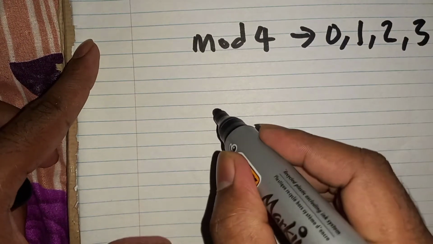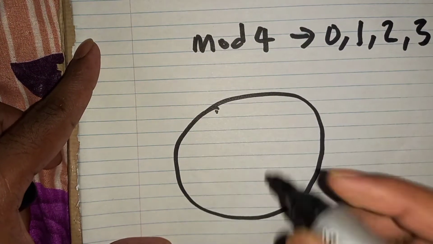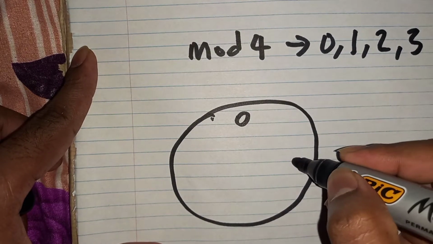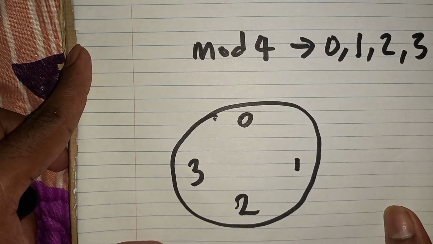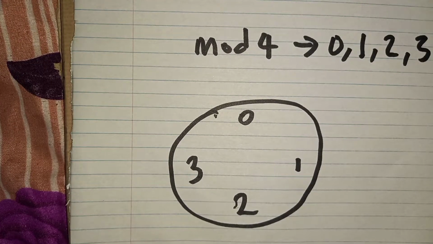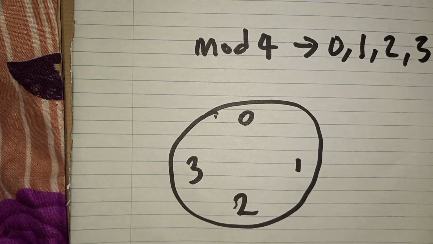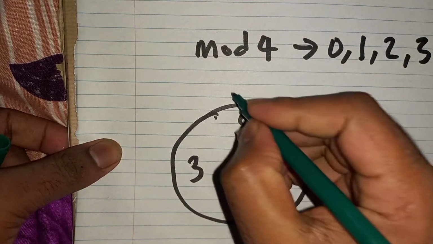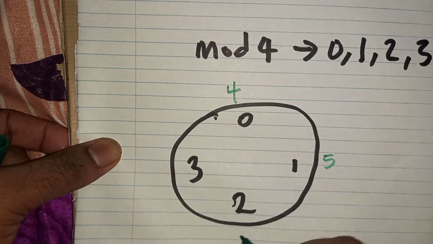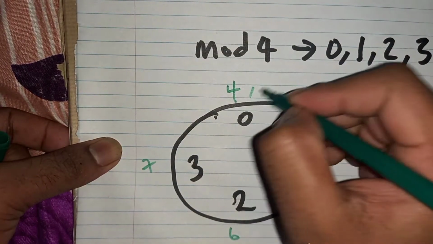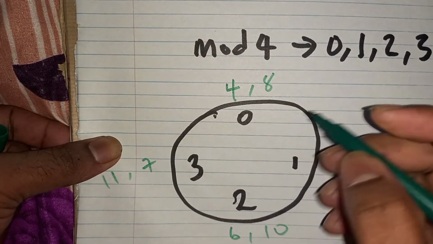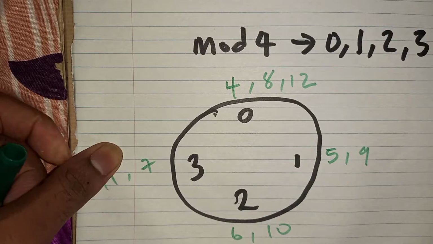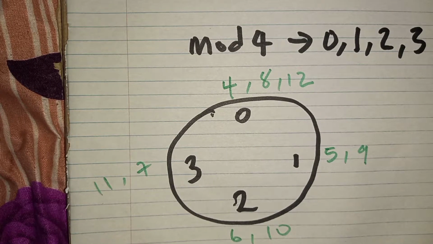And then we are going to draw a circle. Now inside this circle we'll have 0, 1, 2 and 3, right? And then the other numbers will be outside. So 0, 1, 2, 3, then 4 will be here, then 5, 6, 7, 8, 9, 10, 11, 12. Let's work till 12. Okay, now we can do the questions.